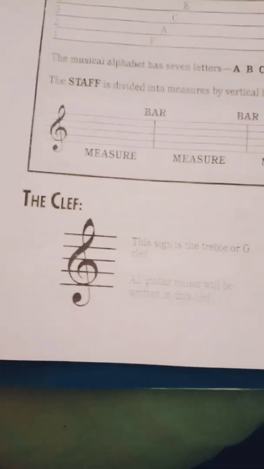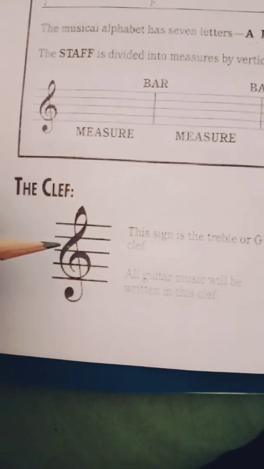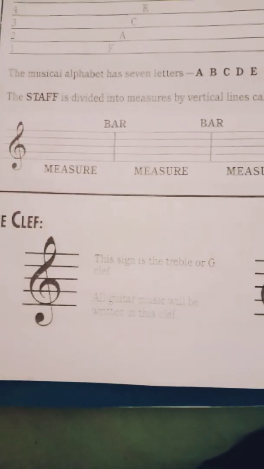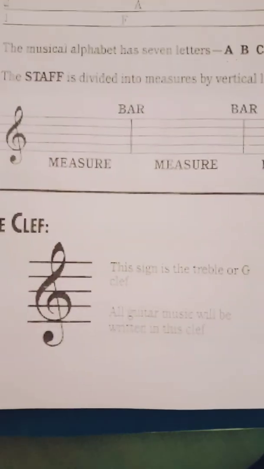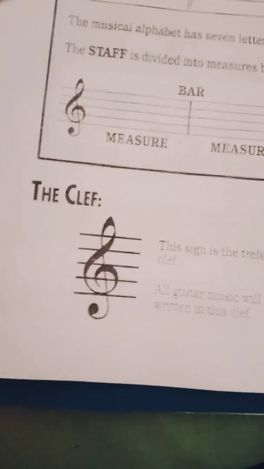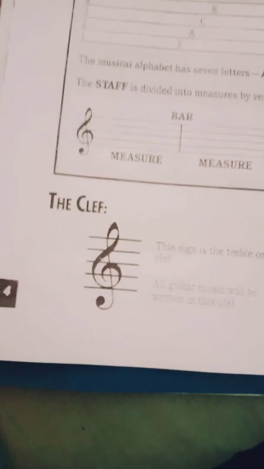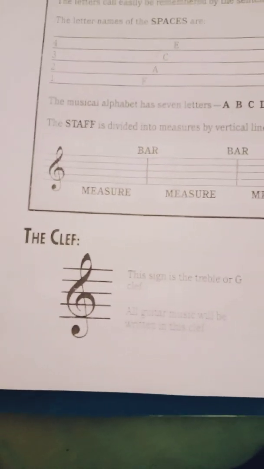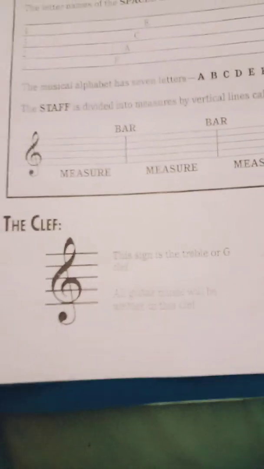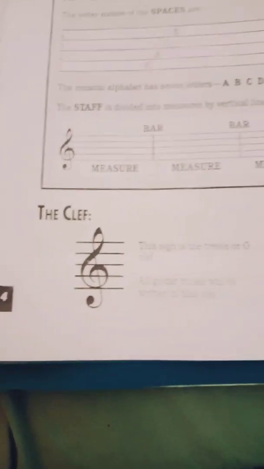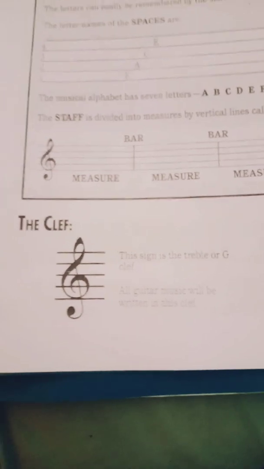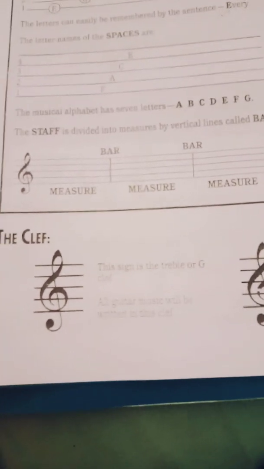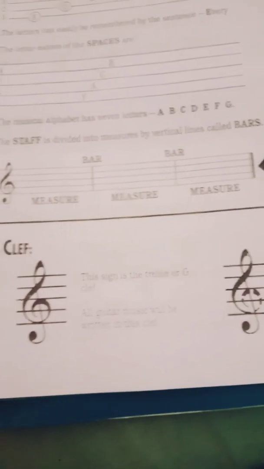Now we have to learn the meaning of this clef. This sign is known as the treble clef or the G clef. And basically what does it signify? It signifies that the guitar, I'm sorry about that, different instruments have different frequency ranges, right? They have different registers in which they play, and the guitar is a fairly mid-range to slightly higher range instrument, which is why it is written in the treble clef.